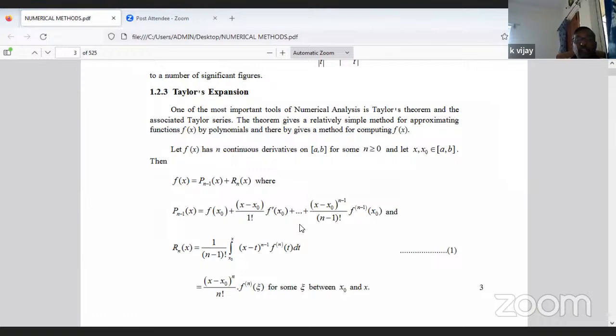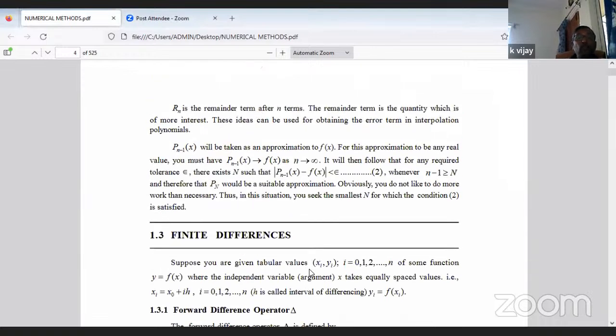Integration of x naught to x, (x minus t) to the power n minus 1, f of n of t dt, which is (x minus x naught) to the power n by n factorial, f of n of zeta for some value x naught by x. Rn is the remainder. I already told you the nth term, that is the remainder after n terms. The remainder term is the more interesting quantity. So therefore, the error term in interpolation polynomials Pn minus 1 of x will be taken as an approximation to f of x.